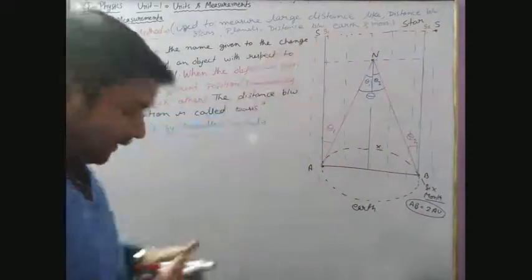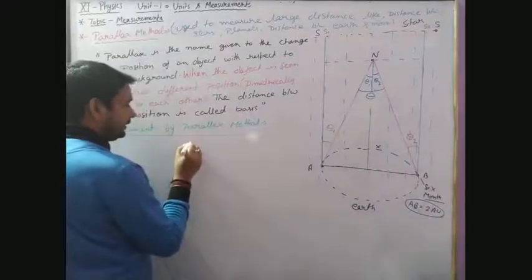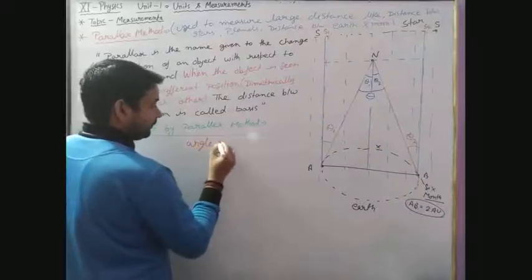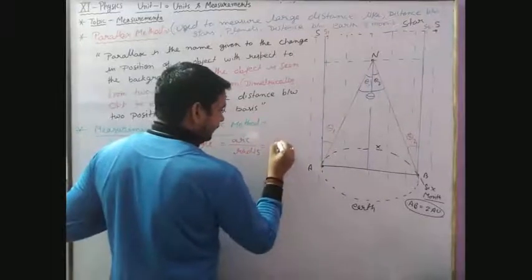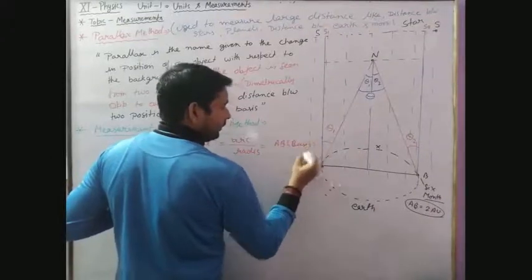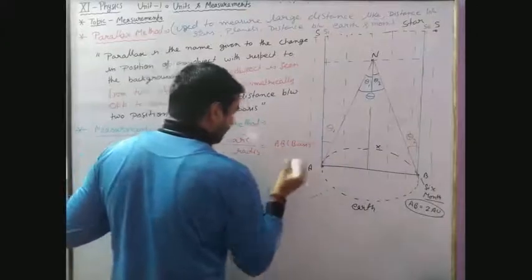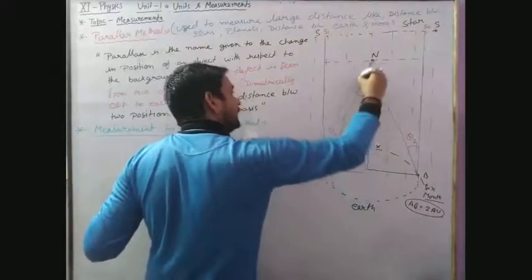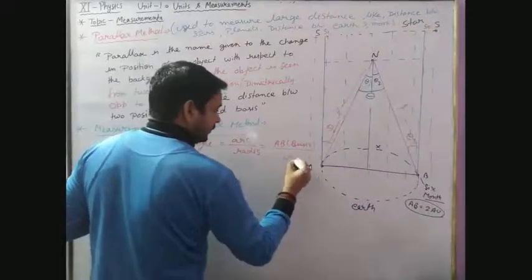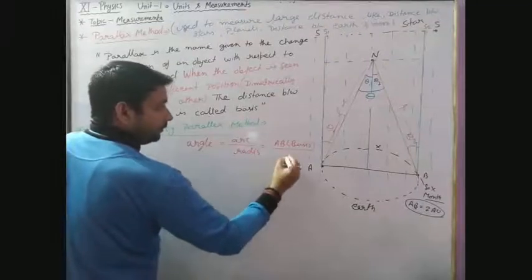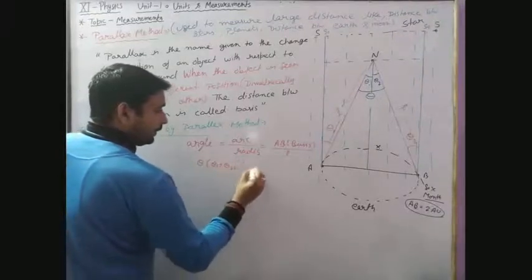Now as I explained earlier, if we get this theta, we can use the result angle equal to arc upon radius, where the arc is AB, which is the basis used to measure this angle theta, and this is the radius. The radius is, let's say, the length from A to N or B to N. It is equal to L. Theta, which is equal to theta 1 plus theta 2, is AB upon L.